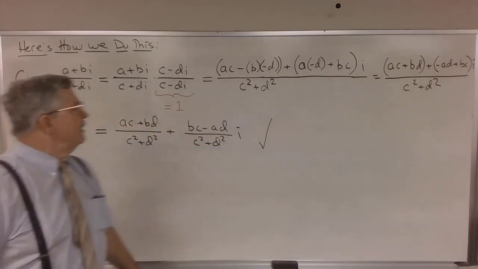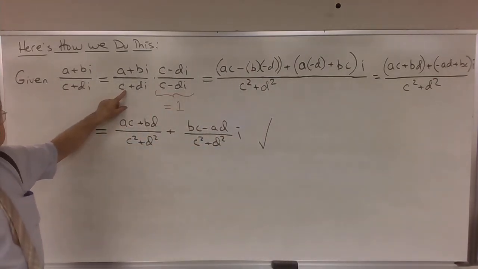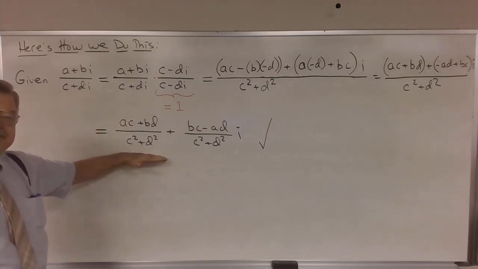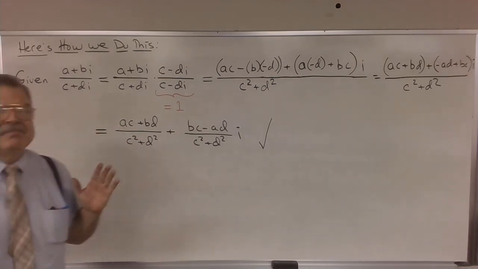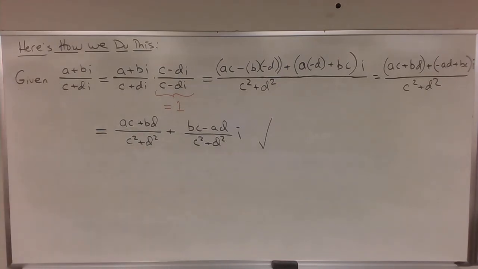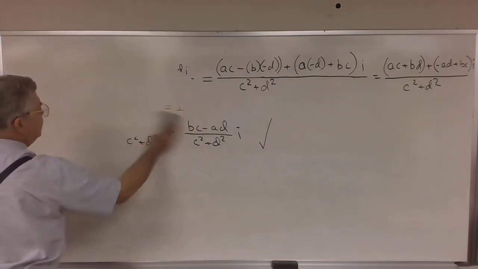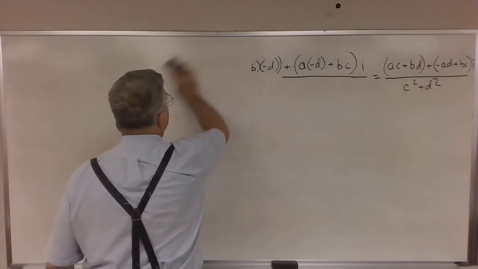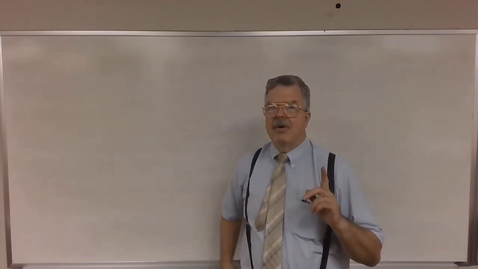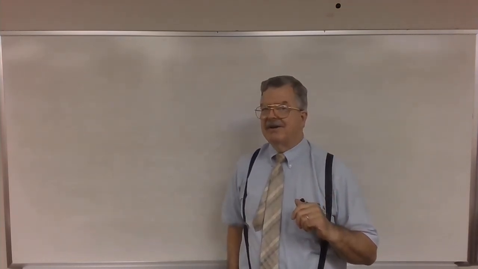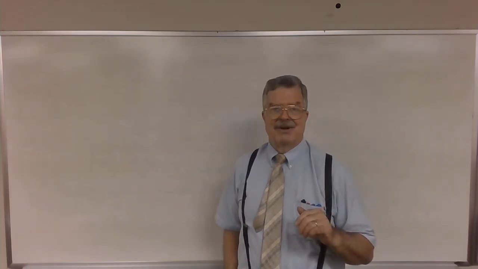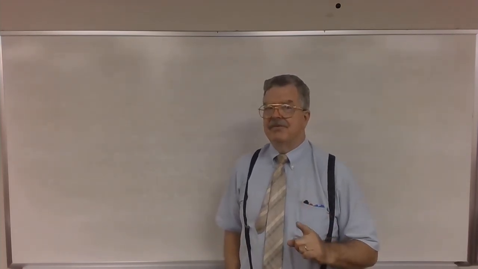So, we had this worked out with A's and B's and C's and D's. Let's do it again with real numbers. Oh, by the way, I told you that the product of a complex number and its conjugate was going to be important, didn't I? This is one of the reasons why.